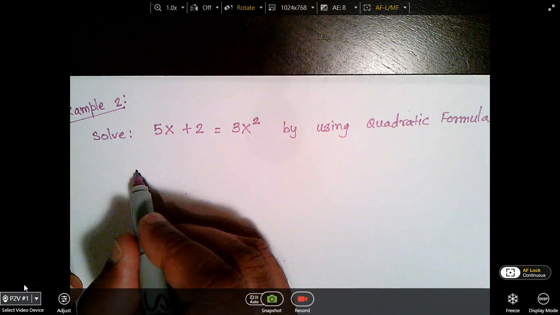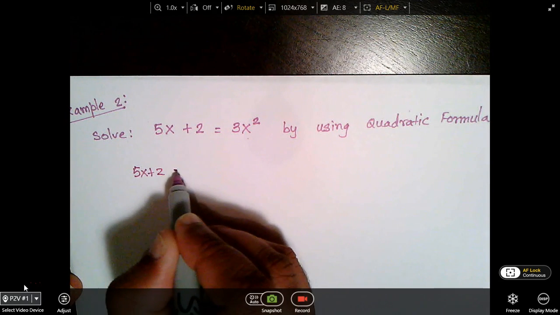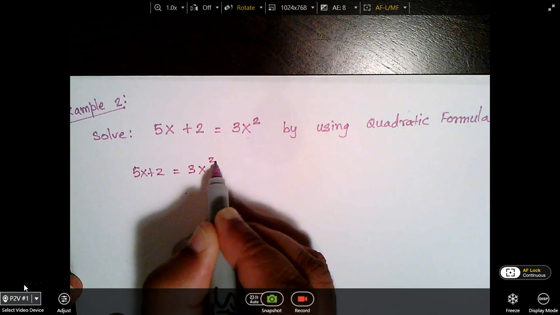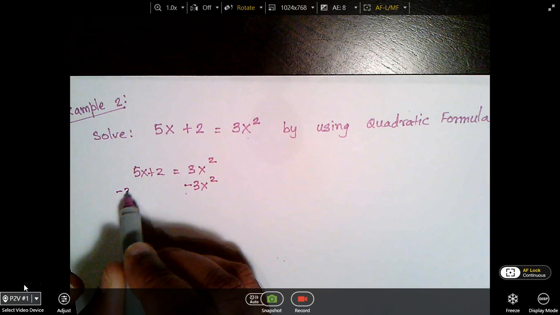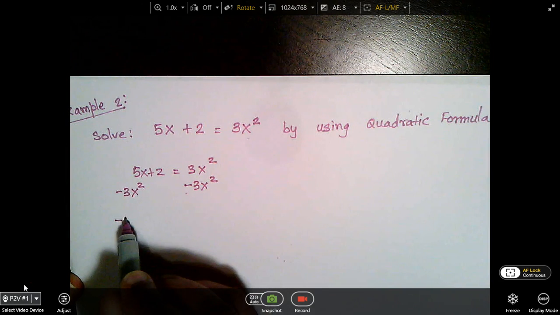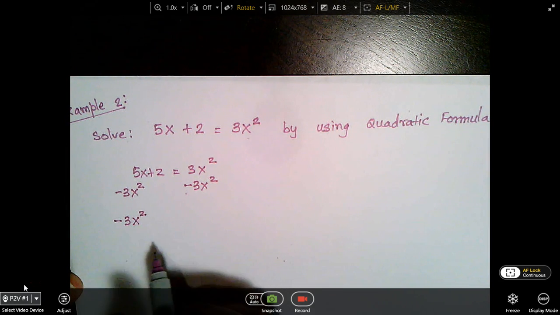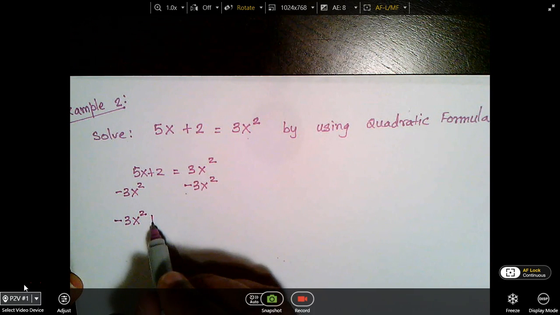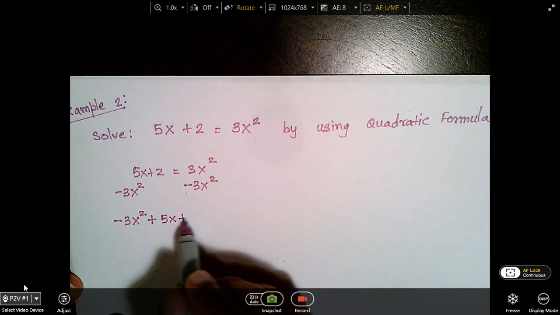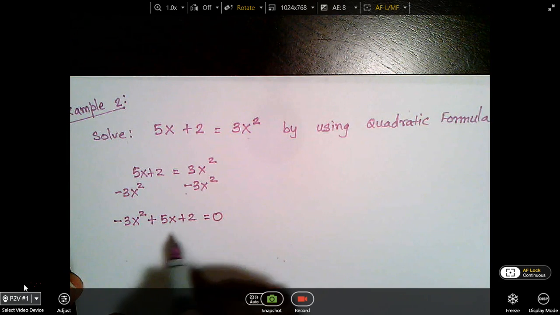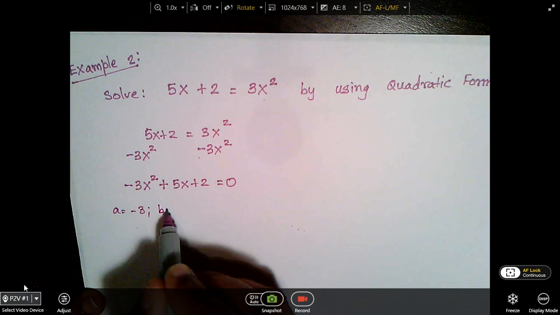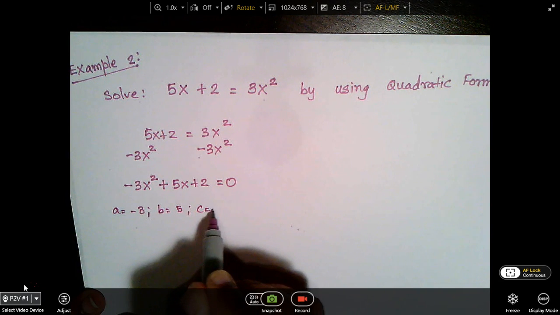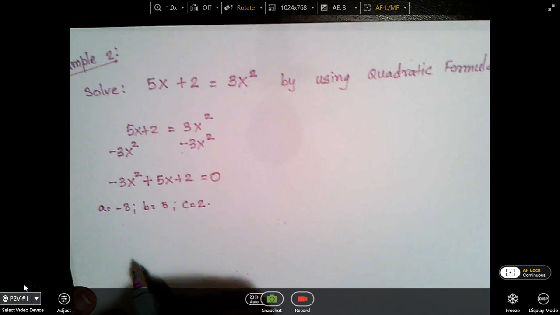If I move, I have 5x plus 2 equal to 3x squared. I could either move the 3x squared over there, so I will get negative 3x squared. Remember, the ax squared term comes first, plus 5x plus 2 equal to 0. And then I can list my a is negative 3, b is 5, and c is 2, and then use it in the formula.